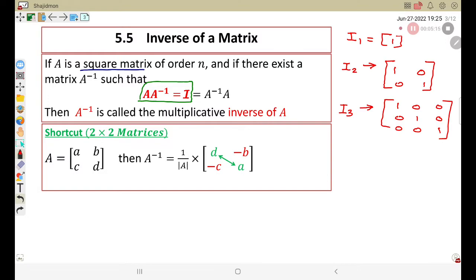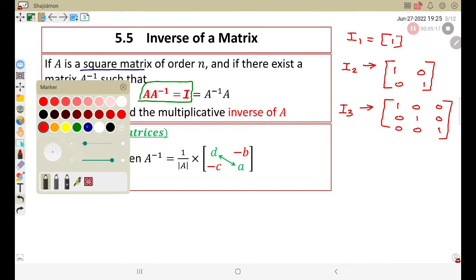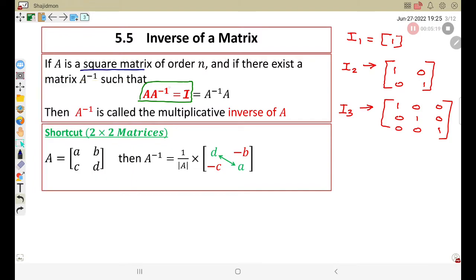Now this section we are discussing is how to find this A inverse matrix, such that when A is multiplied with the A inverse matrix, if we are multiplying these two matrices, the answer should be the identity matrix. Okay, so what is this matrix? We need to calculate what this A inverse matrix is.